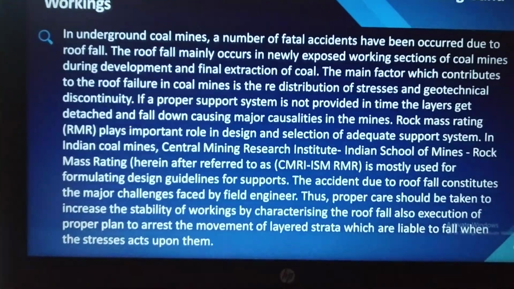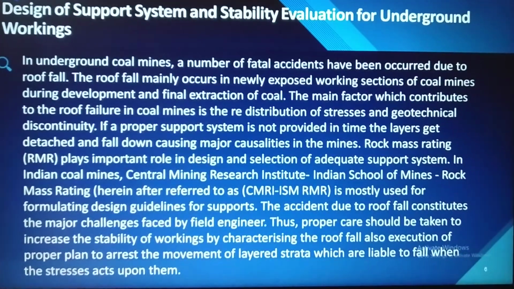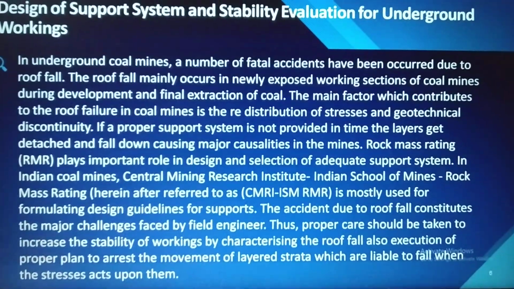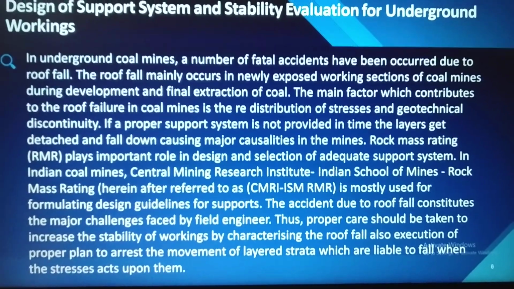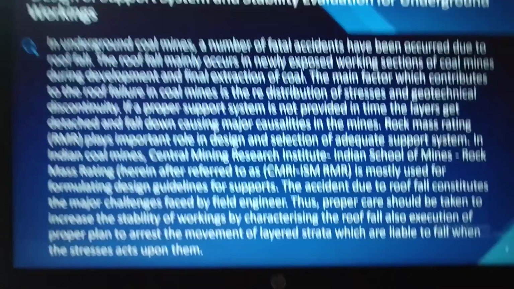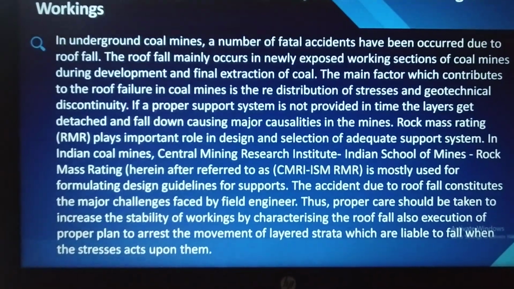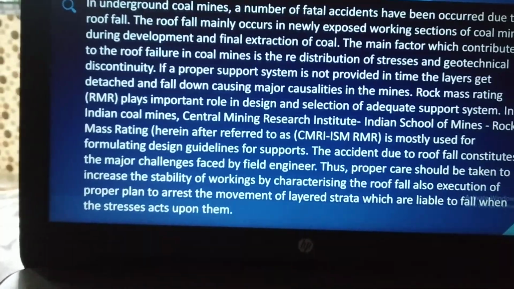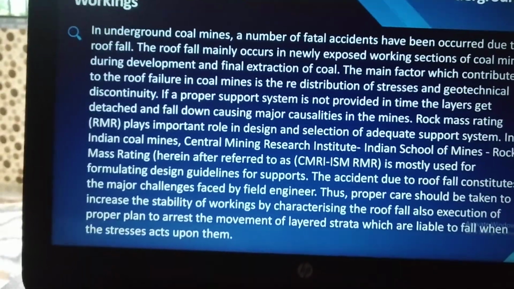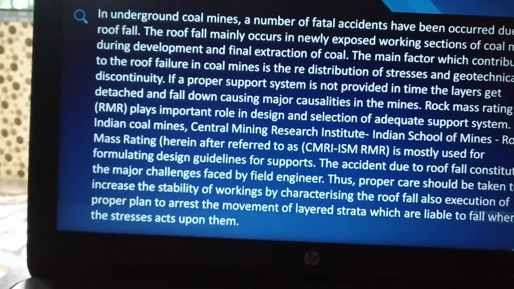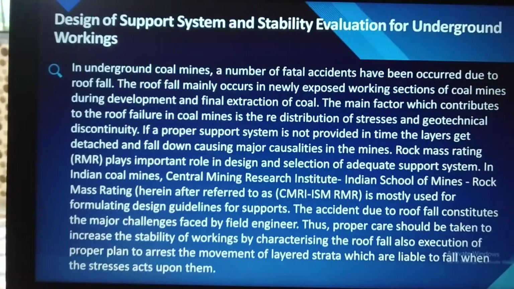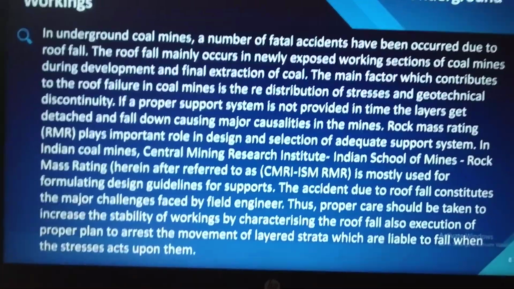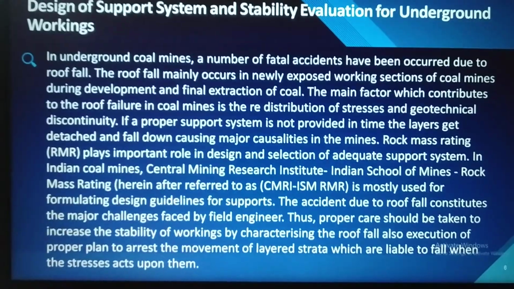The rock mass rating plays an important role in the design and selection of an adequate support system. In the Indian coal mines, the Central Mining Research Institute Indian School of Mines rock mass rating, referred to as CMRI-ISM RMR, is mostly used for formulating the design guidelines for support systems. The accident due to roof fall constitutes the major challenge faced by the field engineer. Thus, proper care should be taken to increase the stability of the working by characterizing the roof falls and also executing a proper mining plan to arrest the movement of the layered strata which are liable to fall when stresses act upon them.